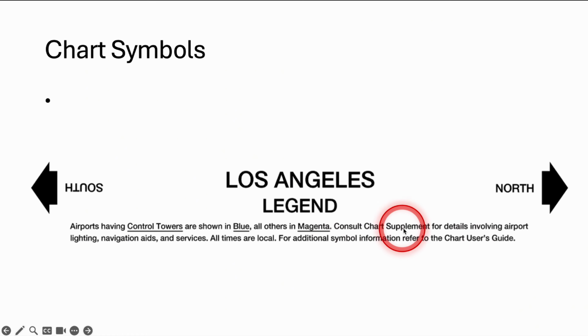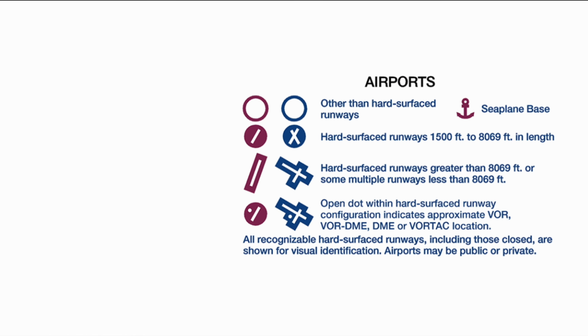It says consult chart supplement for details involving airport lighting, navigational aids, and services. All times are presented as local. For additional symbol information, refer to the Chart User's Guide, which is that book I told you about. Going down the list, we have airports. So here are the distinctions with those colors I told you about. So the ones on the left are magenta, and that indicates a non-towered airport, and the ones on the right are blue, so that indicates a towered airport.